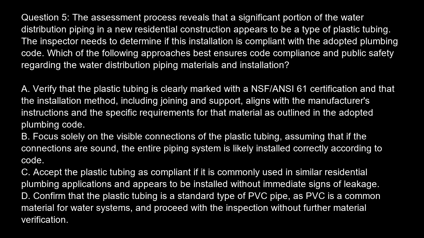Option B. Focus solely on the visible connections of the plastic tubing, assuming that if the connections are sound, the entire piping system is likely installed correctly according to code. Option C. Accept the plastic tubing as compliant if it is commonly used in similar residential plumbing applications and appears to be installed without immediate signs of leakage. Option D. Confirm that the plastic tubing is a standard type of PVC pipe, as PVC is a common material for water systems, and proceed with the inspection without further material verification.